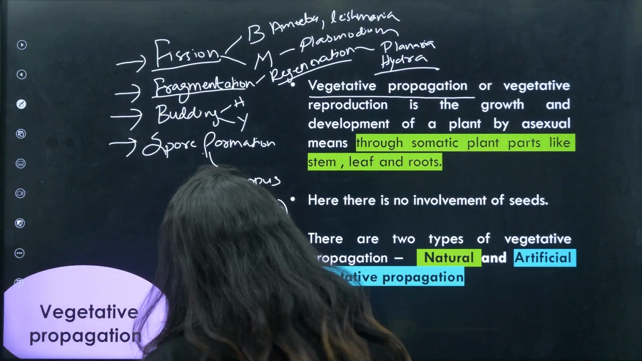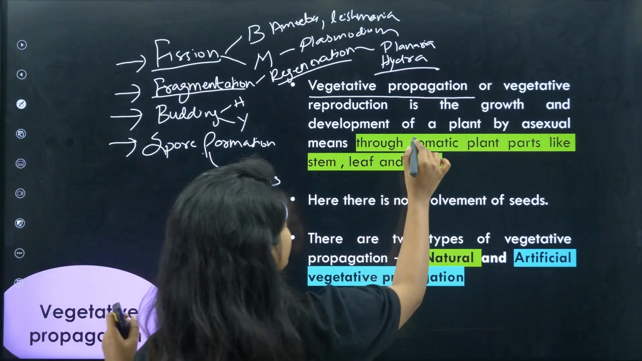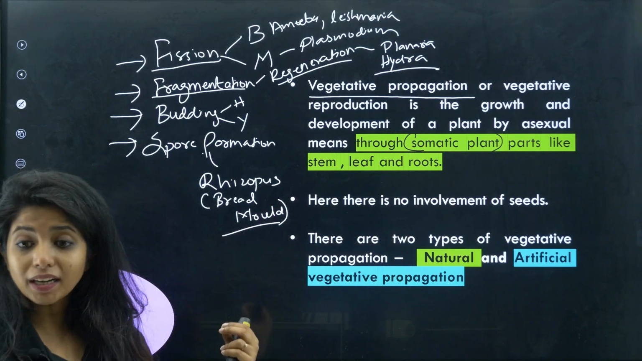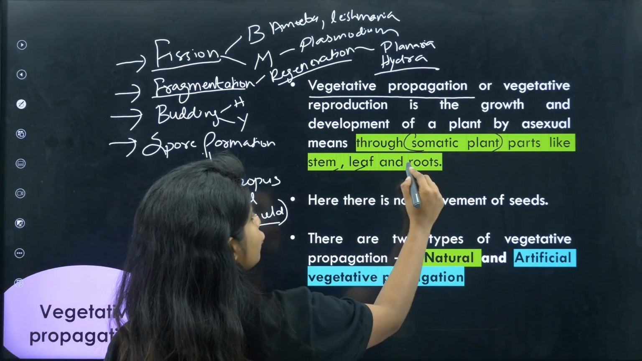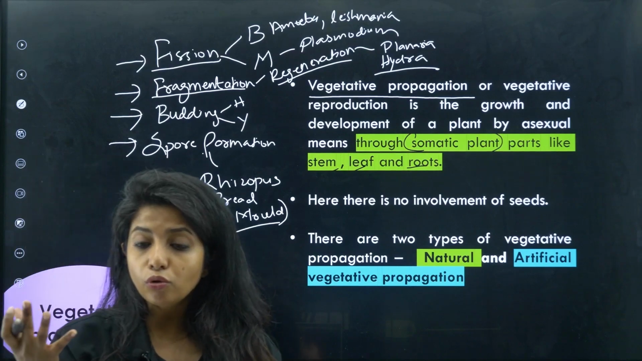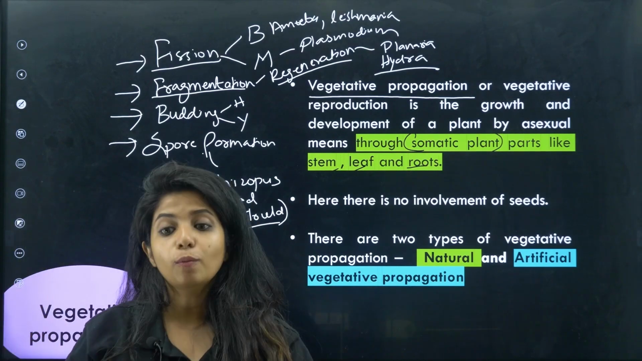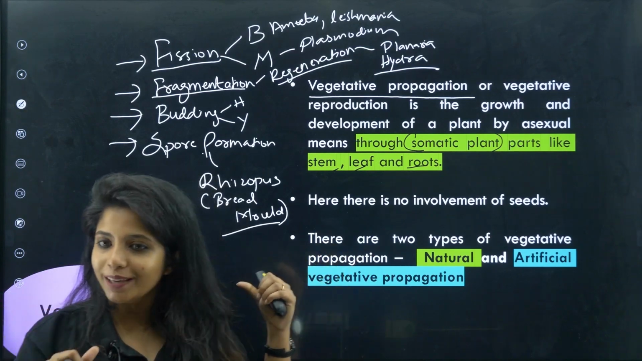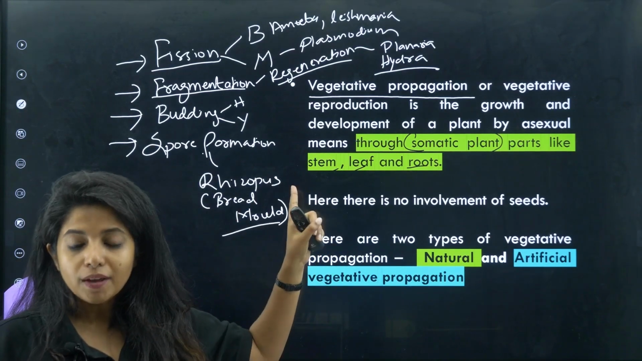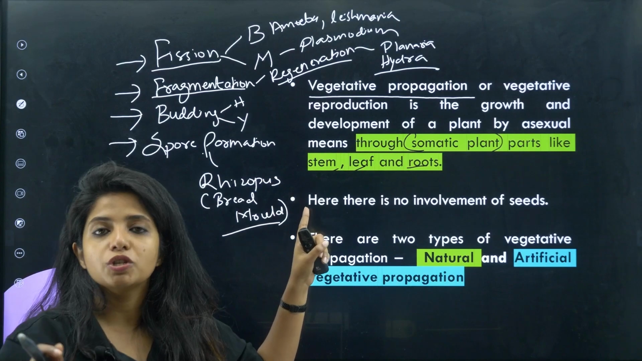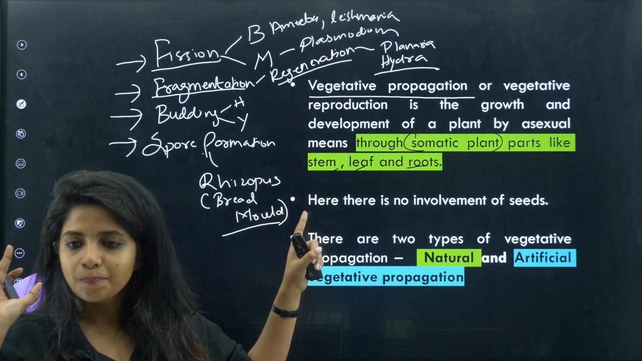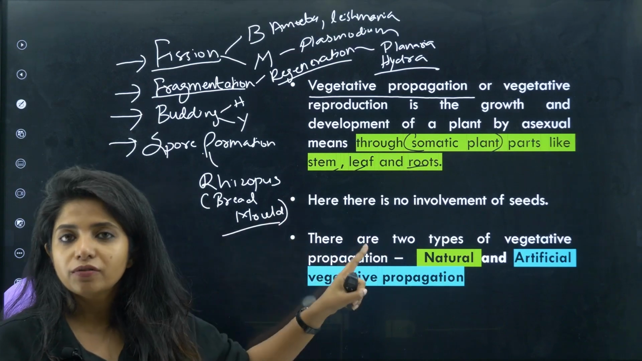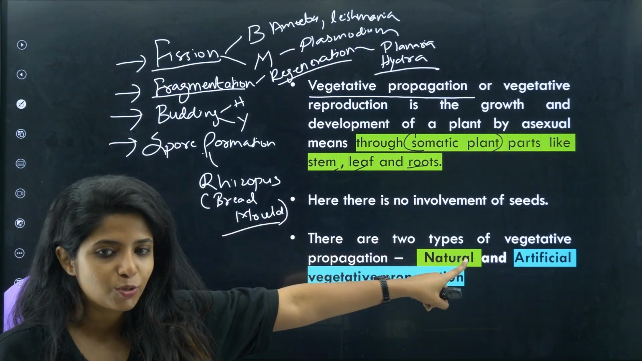And you call these parts somatic plant parts. Now, somatic plant parts are stem, leaf, root. Have you seen things arising from the root or leaf? Have you seen a new plant arising from a leaf? You will be seeing all of that over here in the case of vegetative propagation. So again, vegetative propagation is the asexual reproduction in the case of plants. Now, there is no involvement of seeds. If there is involvement of seeds, then it is sexual reproduction, not asexual reproduction.